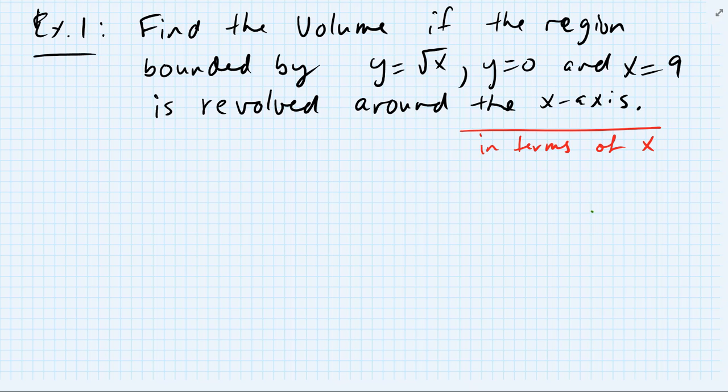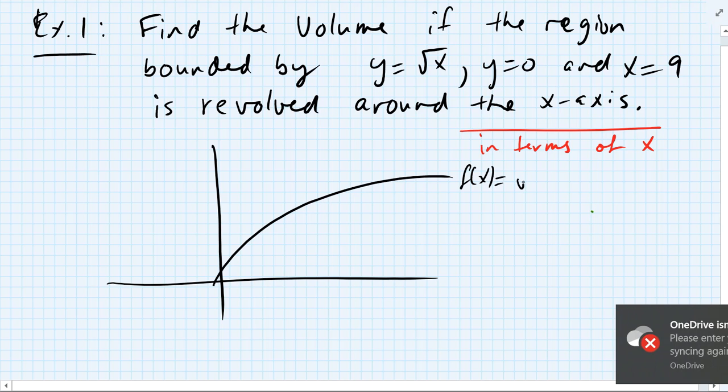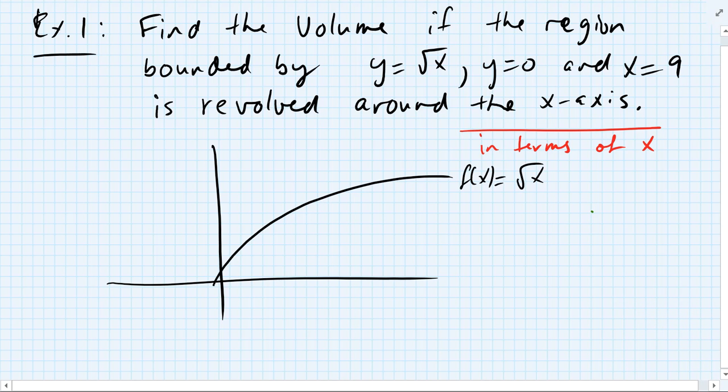Okay, so we need to sketch. It's square root of x. Come on, y'all can do that, right? F of x equals square root of x. We're going between 0 and 9. So there's 0. I'm just going to say this is x equal to 9. It's close. We'll say that's 1, 2, 3. What's the square root of 9? It's 3.